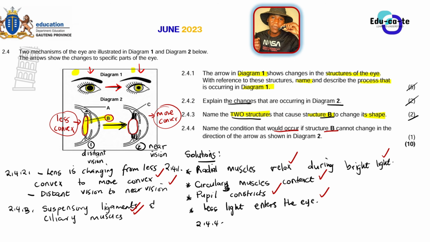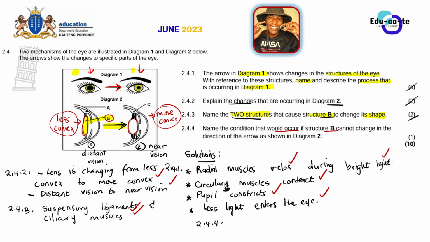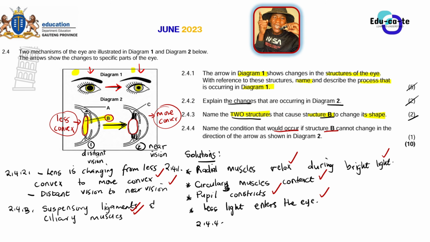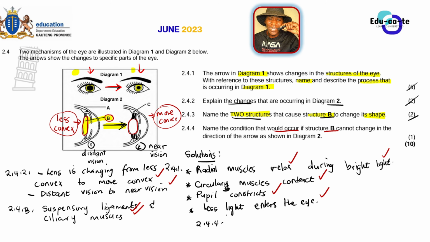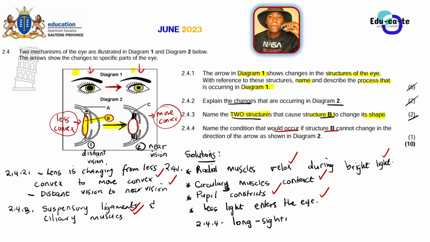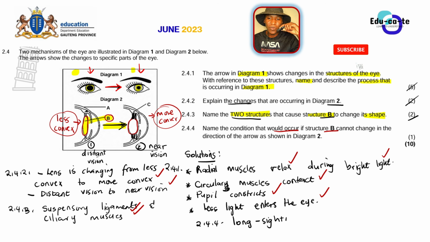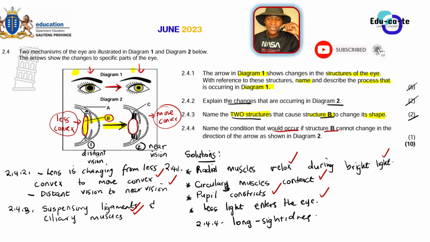Remember, we made a video about that. And I said that when the lens is stuck in the less convex mode, you can only see things that are far away from you. Because remember, when your lens is less convex, you can see things that are distant. So when your lens is stuck in the less convex mode, you can only see things that are far away from you. And that is known as long-sightedness. Because here your lens is stuck. It fails to change its shape to become more convex so that you can see things that are closer to you. So this is long-sightedness.